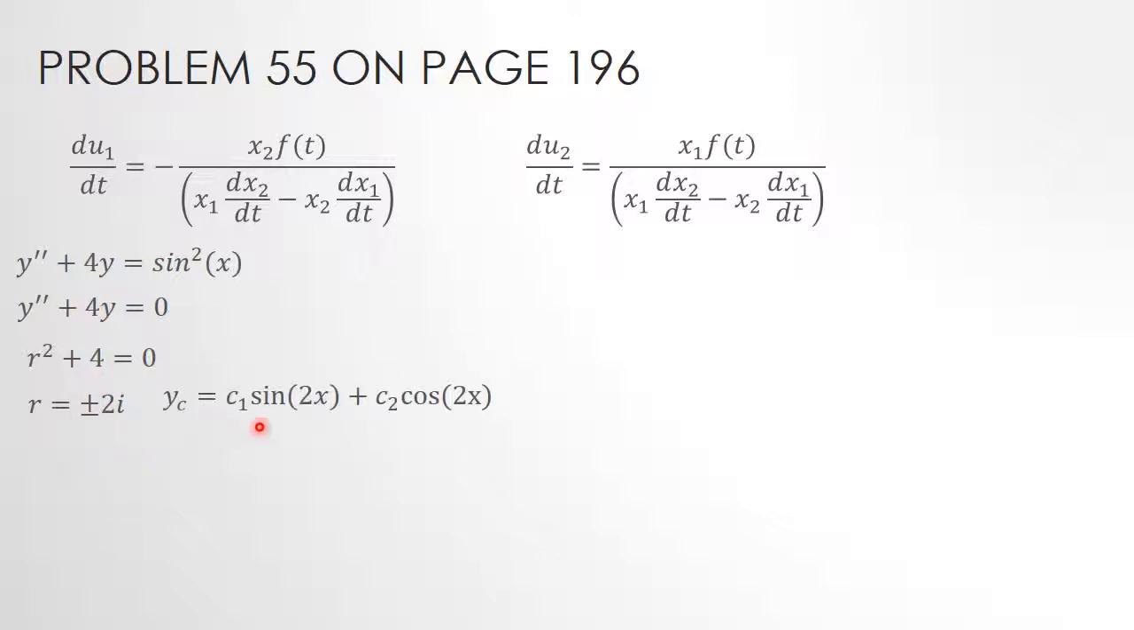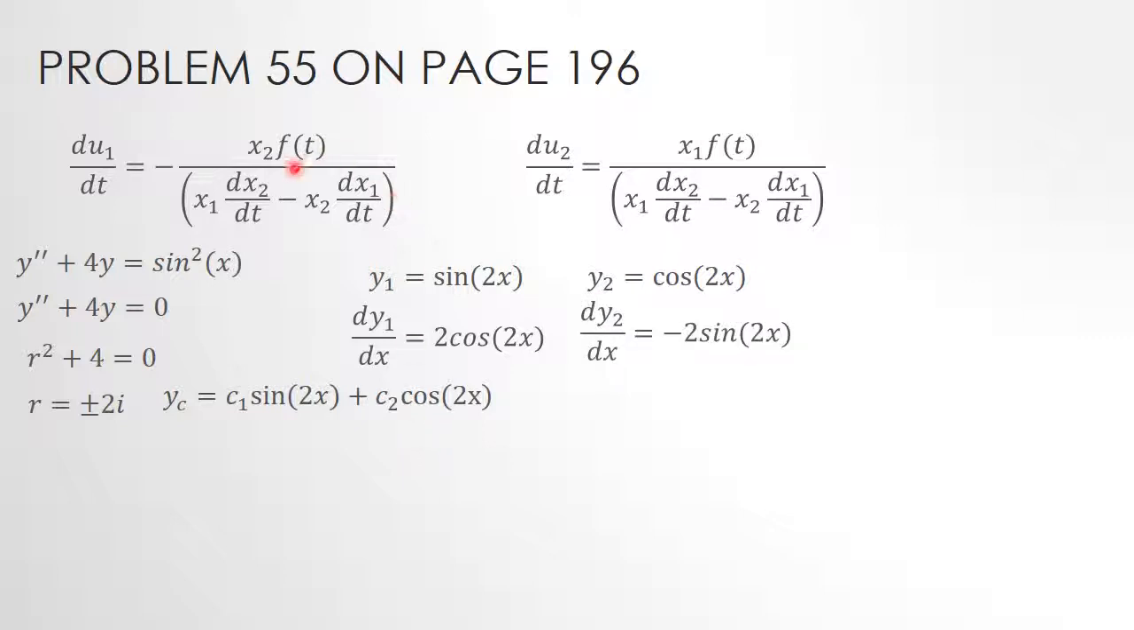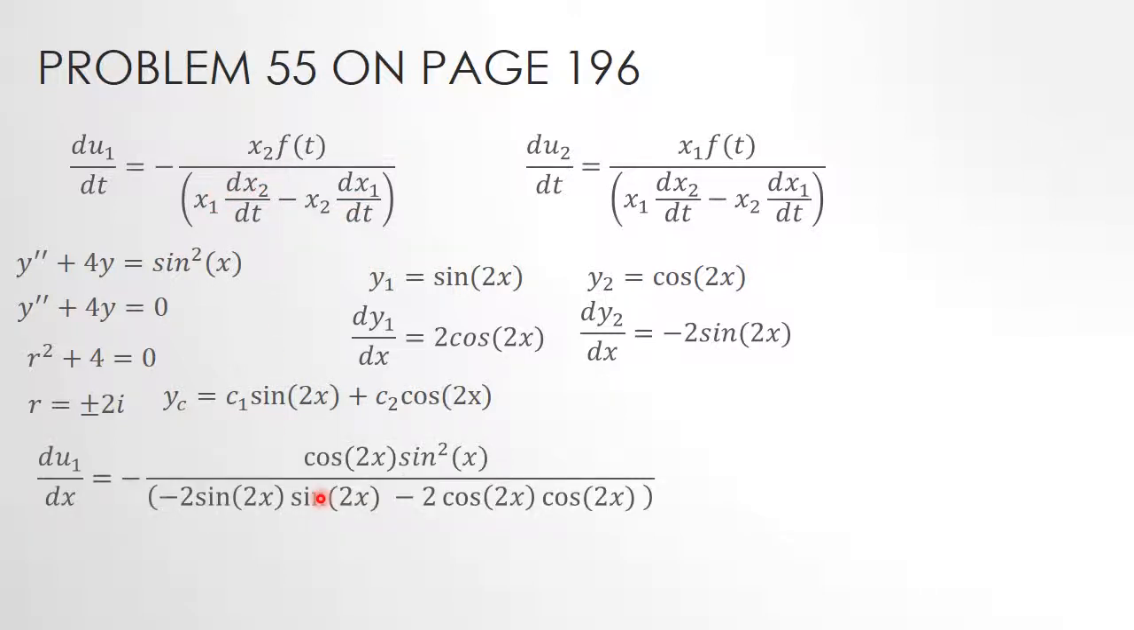So the complementary solution should be sine of 2x plus cosine of 2x, where y1 is the sine of 2x and y2 is the cosine of 2x. The derivative of y1 and the derivative of y2. So now I know what my x1s are and my derivatives are and my x2s. So I can set up my derivatives. So I plug them in. You notice down here I have a sine 2x squared, a cosine 2x squared. I factor out my minus 2, it's sine squared plus cosine squared, which is equal to 1. And the minus sign there cancels with the minus sign here, and I get this expression.